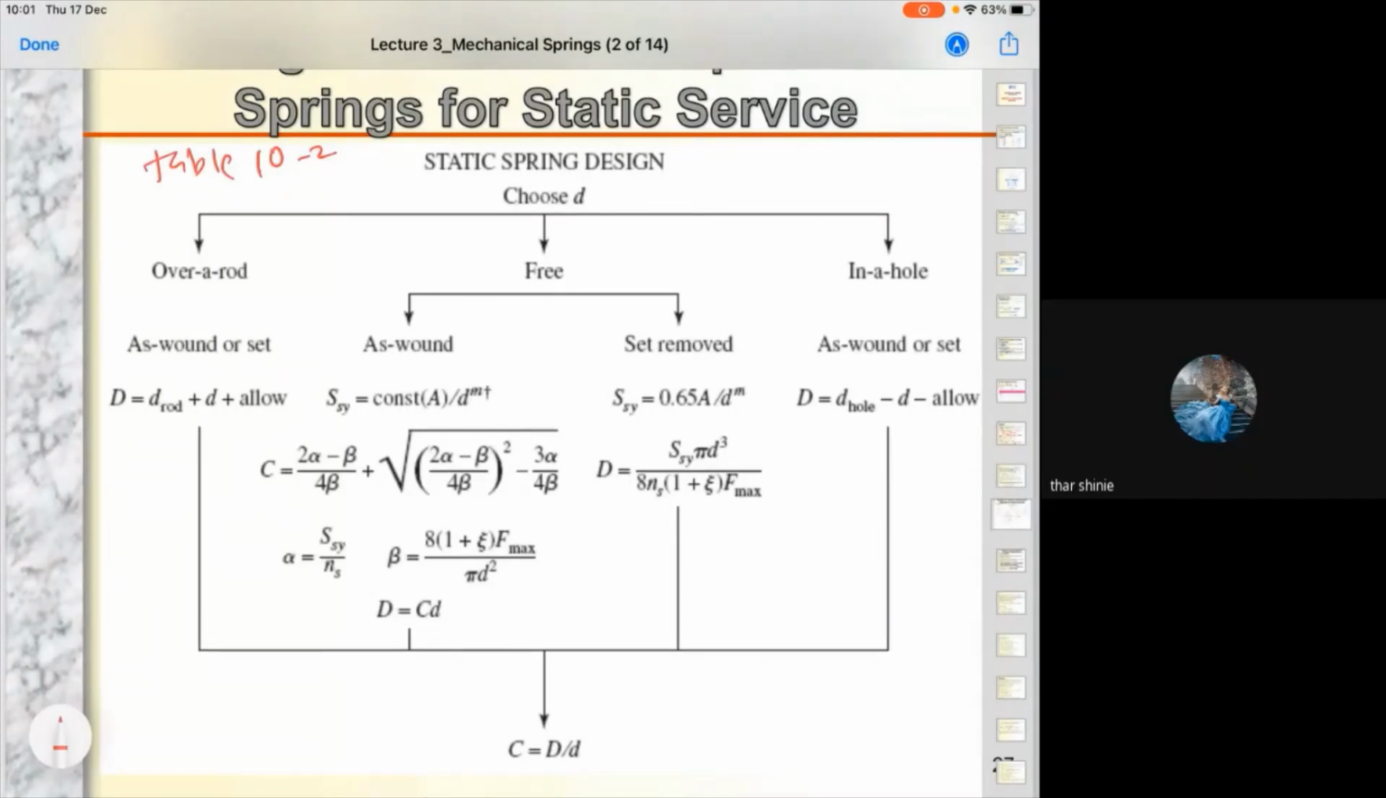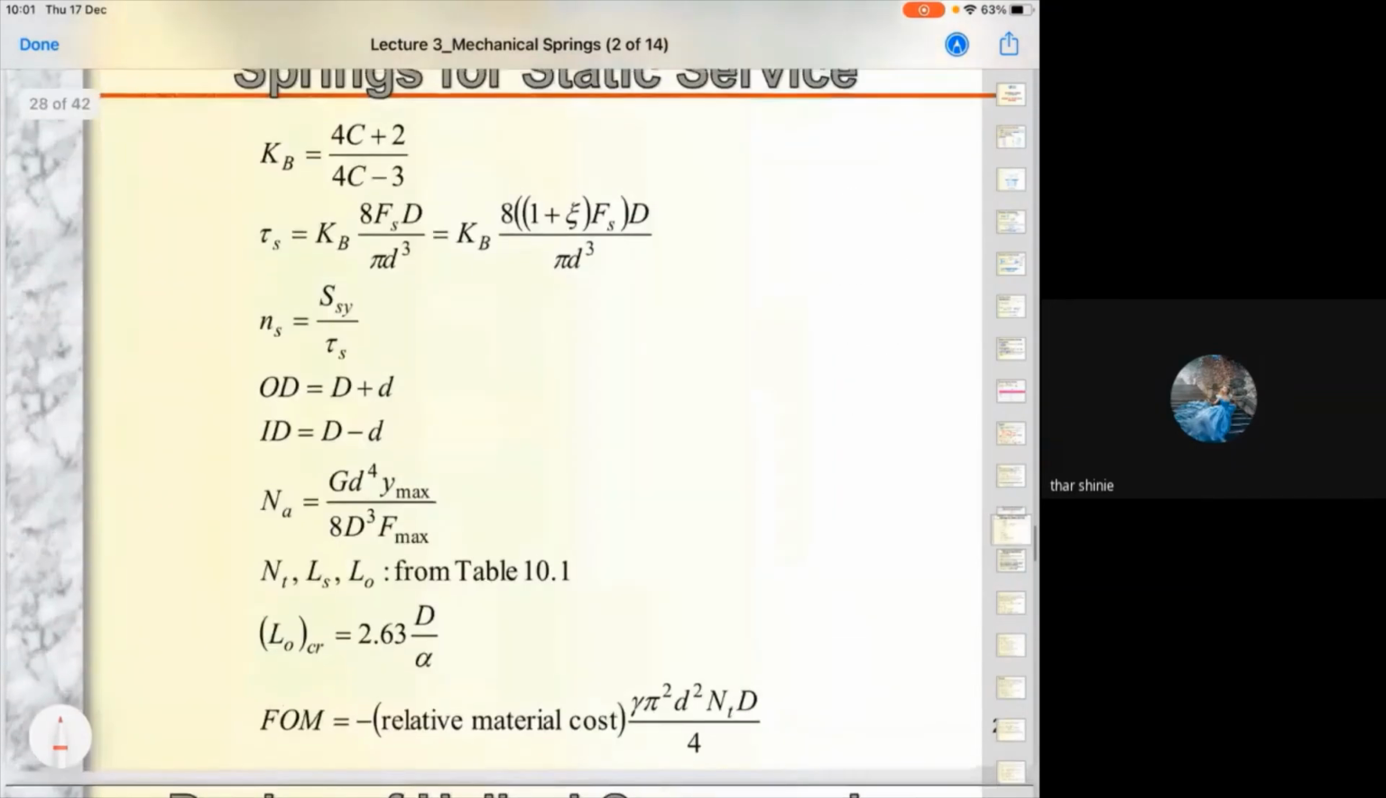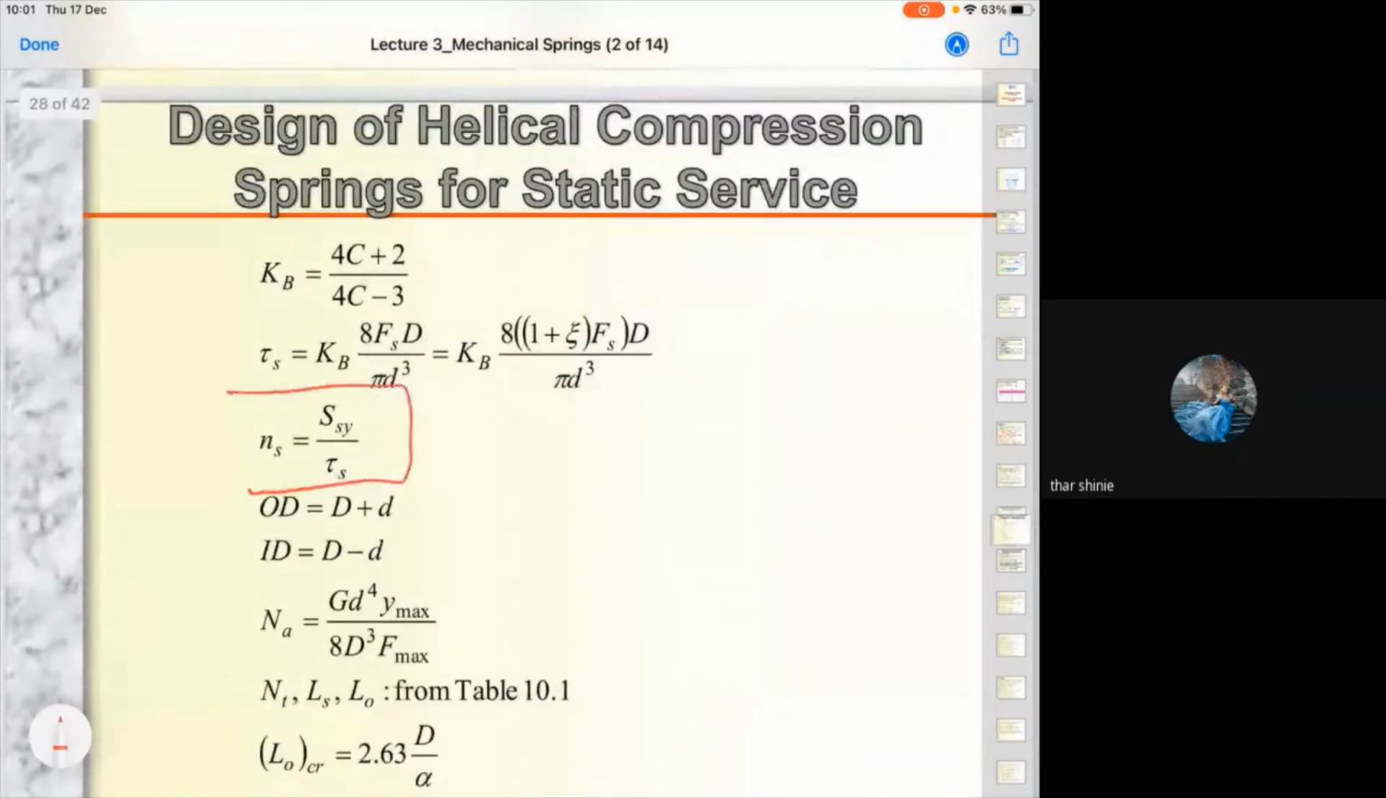Ni tadi. Tak ada bawah ni. Sepatutnya ada bawah lagi ni. Ni. Ni. Torsional yield strength over apa tadi? Shear stress ataupun tau S ni.